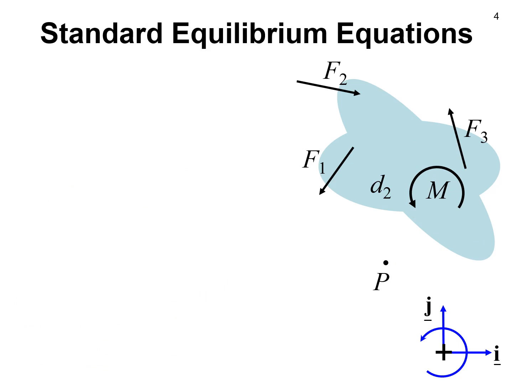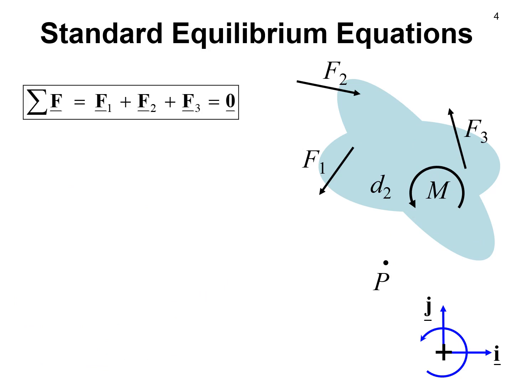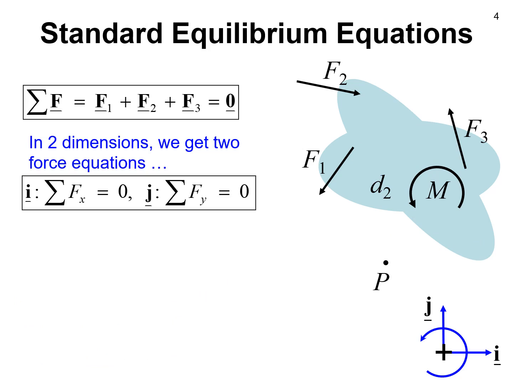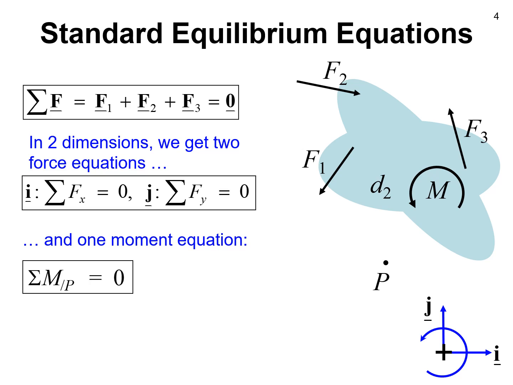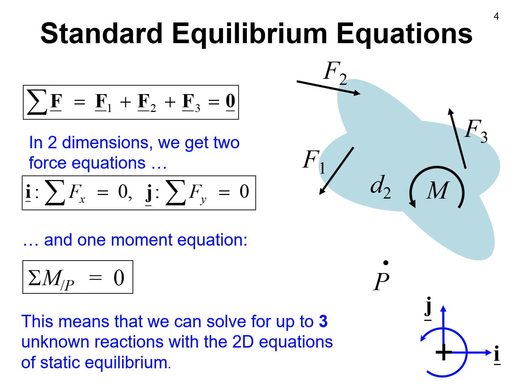Now, the standard form of these equations is to say, again, start with the sum of the force equation. And then in 2 dimensions, we have one equation for the sum of the force in X and another equation for the sum of the force in Y. Both of those equations independently add up to 0. And then in the moment equation, we have a scalar equation, and in 2 dimensions, the moment about P is thought to be a vector about the k-axis, but since there's only one k-axis, we'll call that a scalar equation. And so in total, this means we can solve for up to 3 unknown reactions with the 2-dimensional equations of static equilibrium, 2 force equations and 1 moment equation.